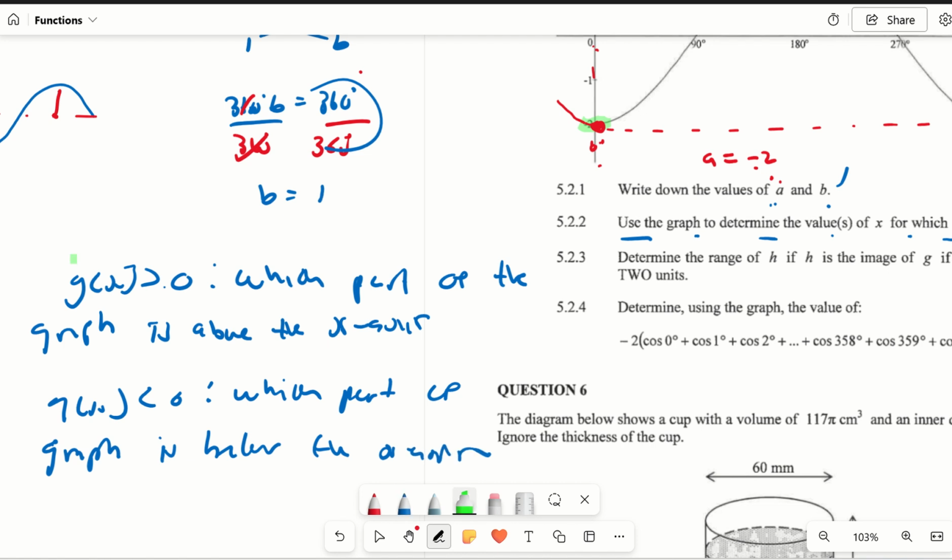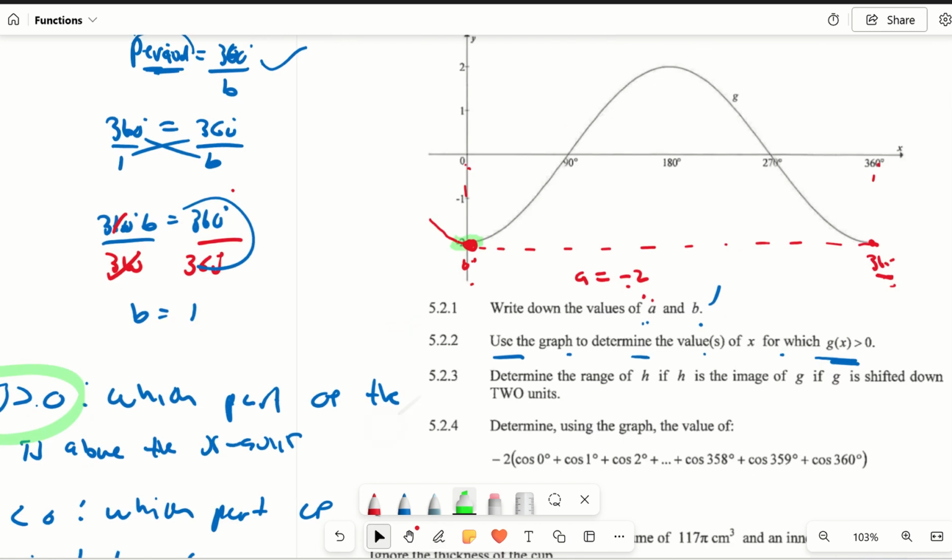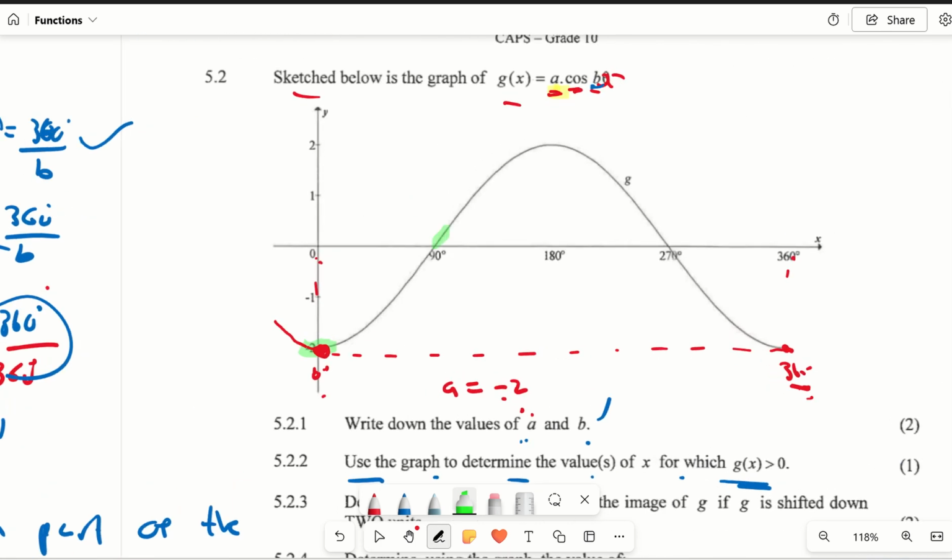Let us explore this first. This means which part of the graph is above the x-axis. That's how you should look at it. This part is above the x-axis. Do you all see that? This part of the graph.